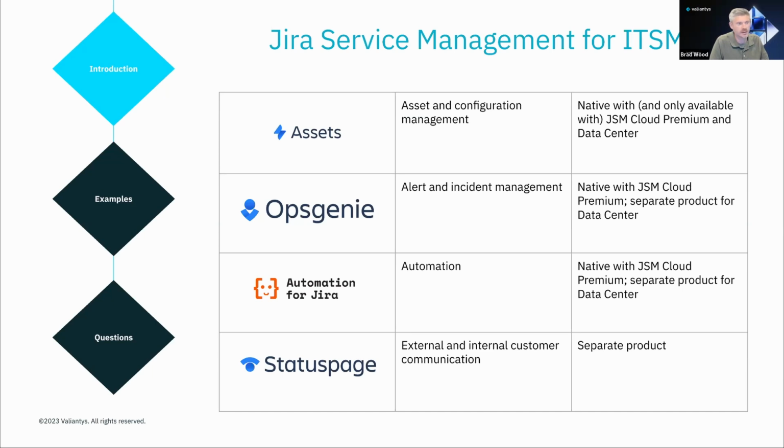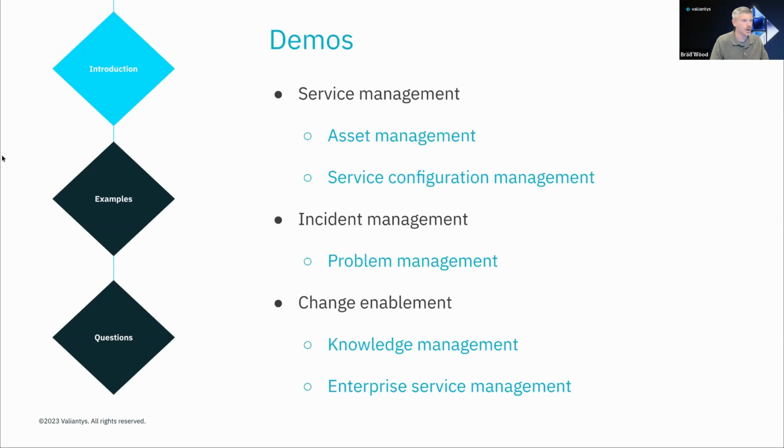And then lastly, Statuspage. This is a completely separate product. It's not included in any tier of JSM. It is an Atlassian product, but it is an add-on. Statuspage is an internal and external communication solution, and we'll talk about that in detail towards the end of the webinar. Atlassian themselves actually use Statuspage to communicate status updates to products in their ecosystem. So you can check that out if you'd like to see how they are using this tool themselves.